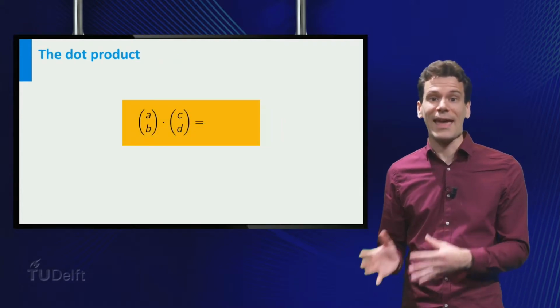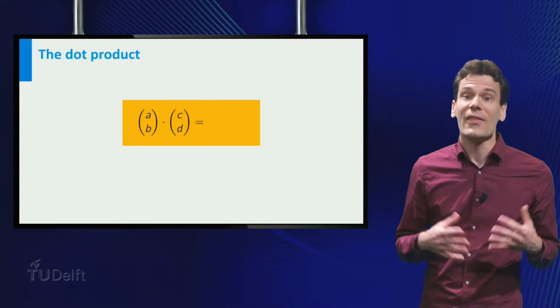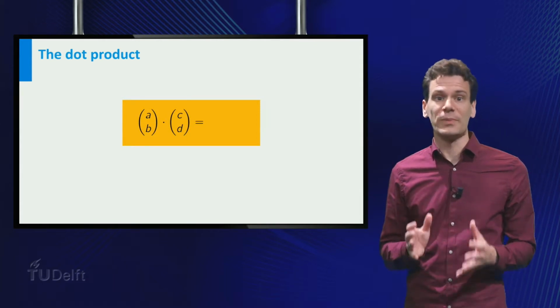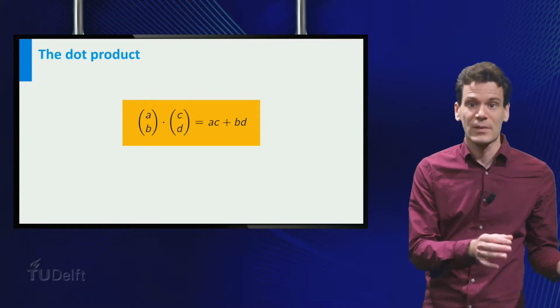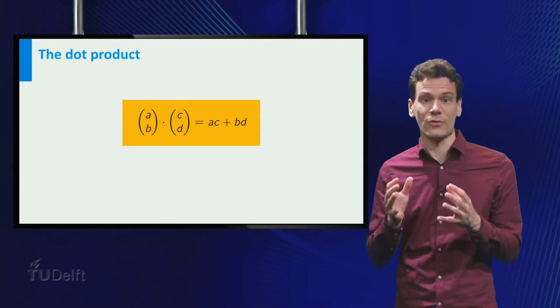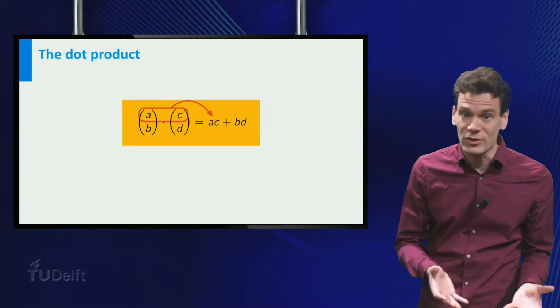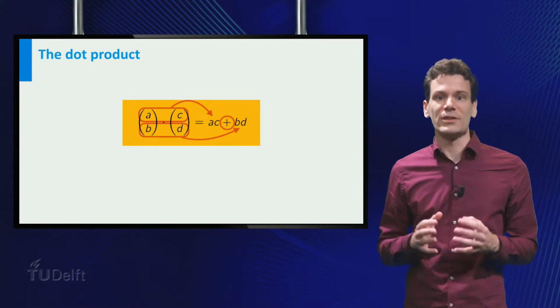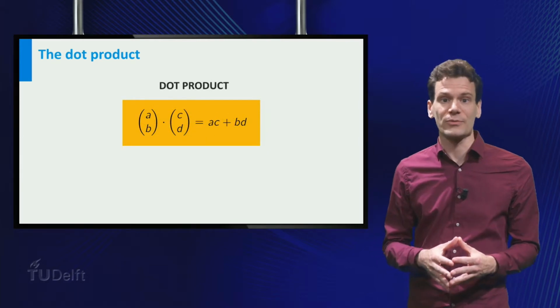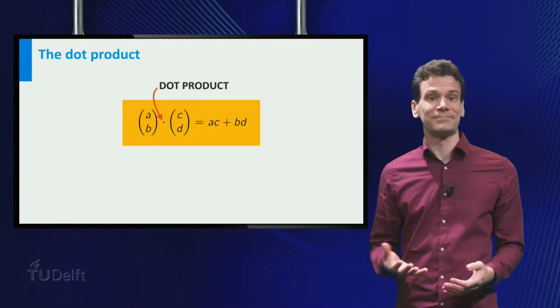Take two vectors (A, B) and (C, D). Then we define the product to be A times C plus B times D. So we multiply the first components of both vectors, multiply the second components, and then add these numbers. This operation is called the dot product of the vectors, and it is indicated with a dot.